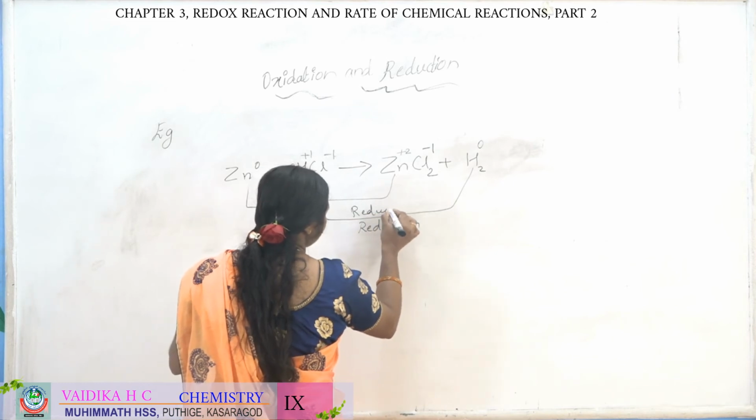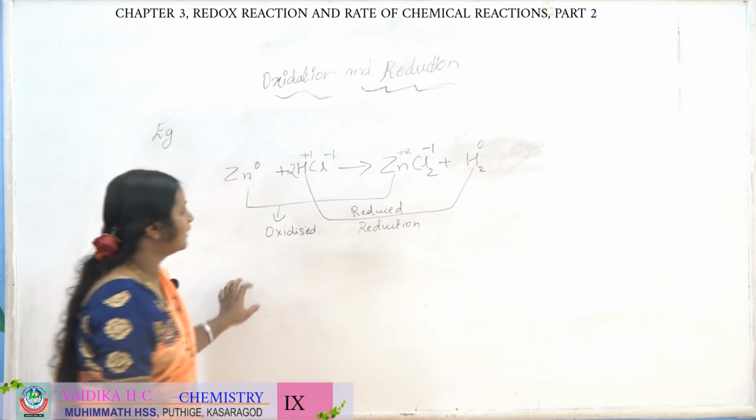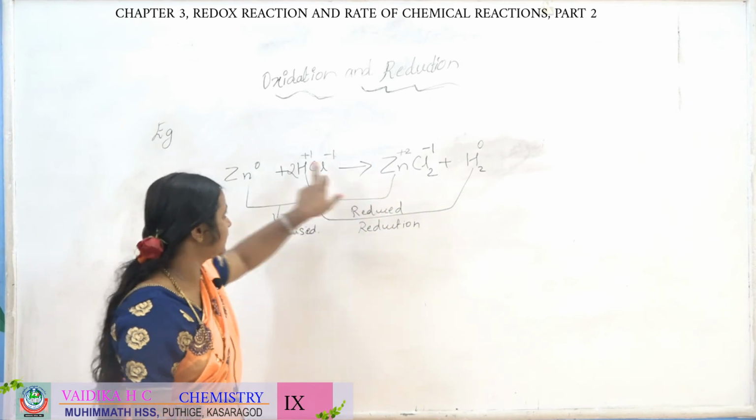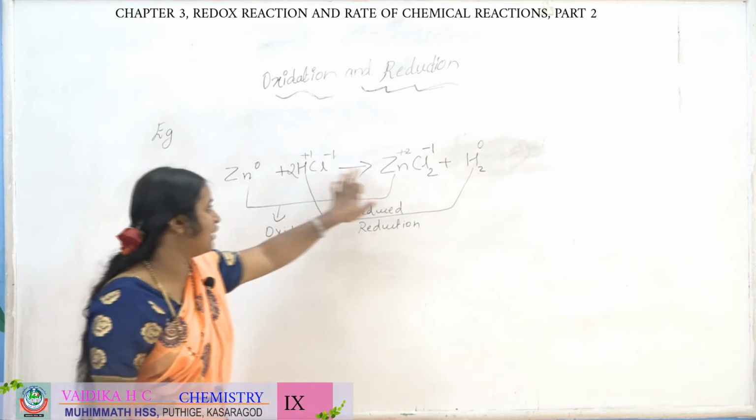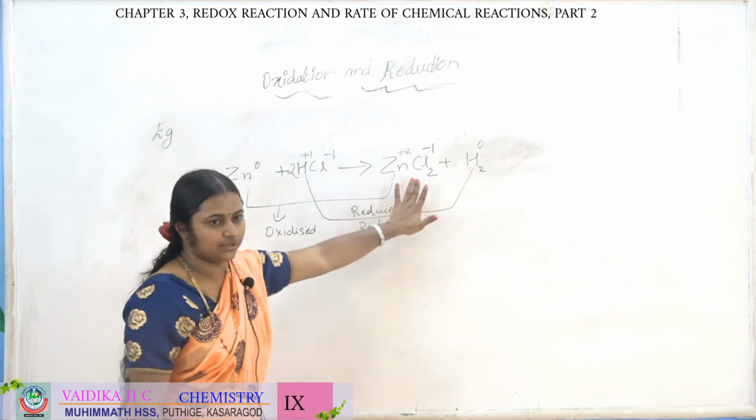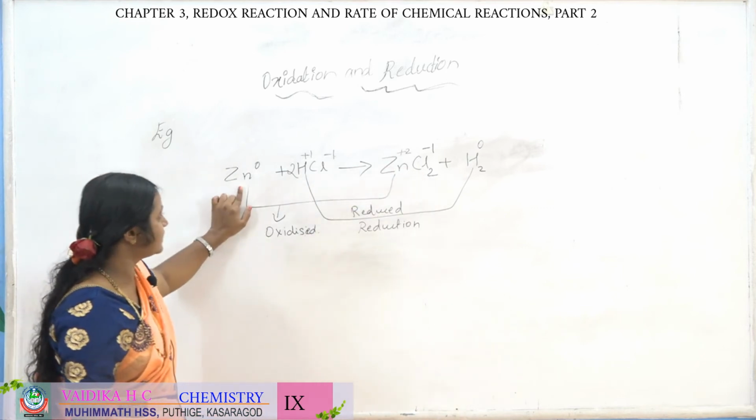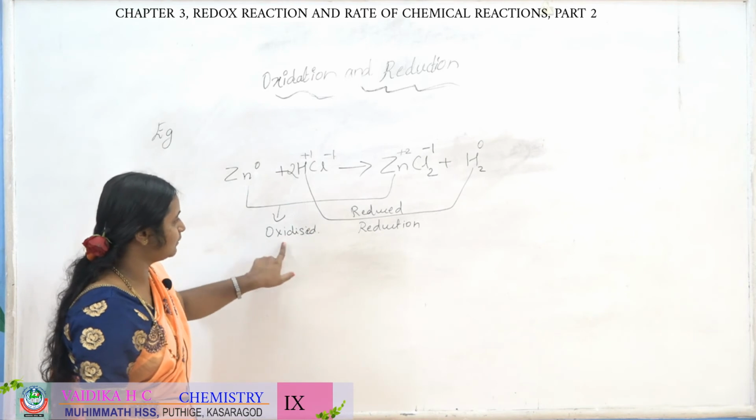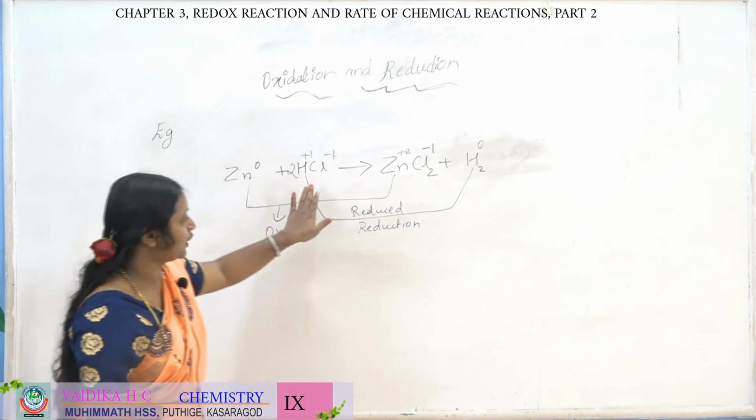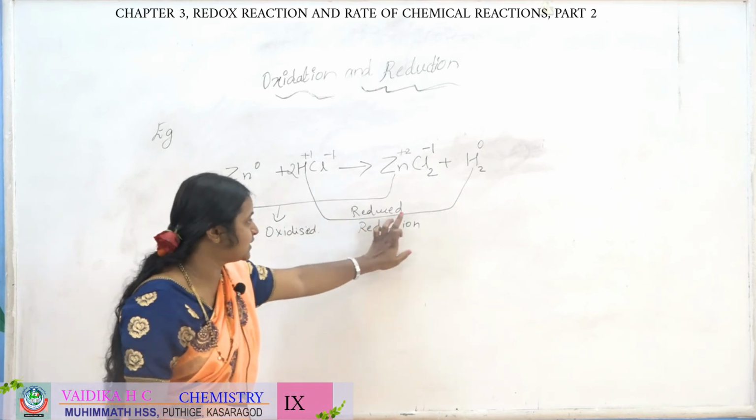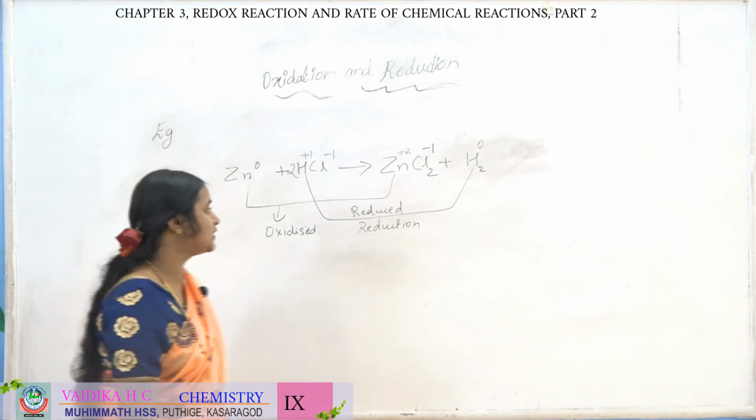The process is called reduction, because hydrogen is reduced from +1 to 0, right? But chlorine has the same charge in both. So zinc is oxidized, which means an oxidation process occurs for zinc. Hydrogen is reduced, which means a reduction process has occurred.